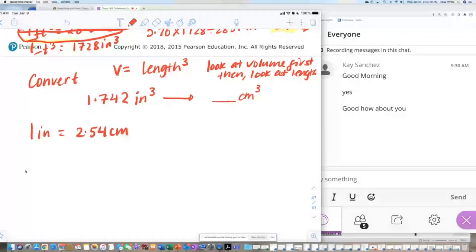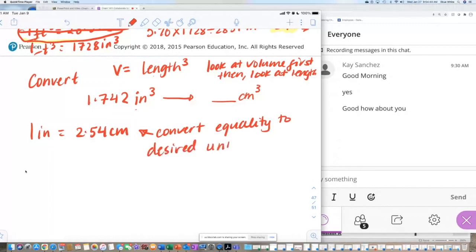That is my conversion, and the goal here is to show how. Since my starting unit is inch cubed and I only have 1 inch, what you want to do is convert the equality to the desired units. So I really wanted to have inch cube to centimeter cube, so I'm going to do that.